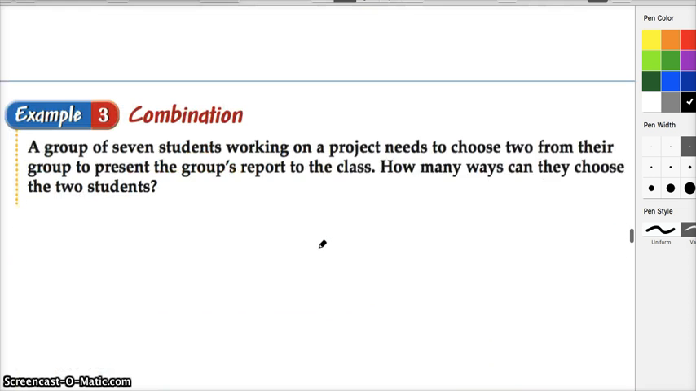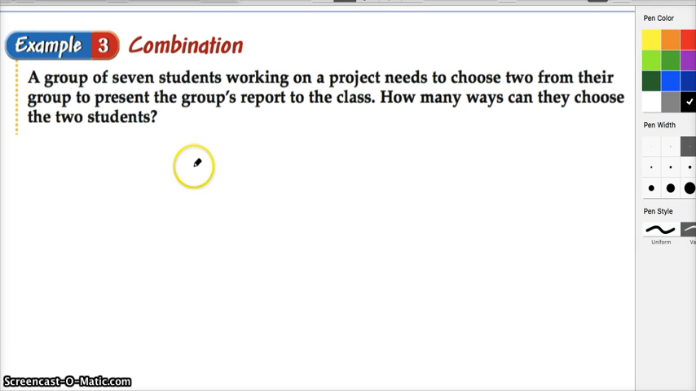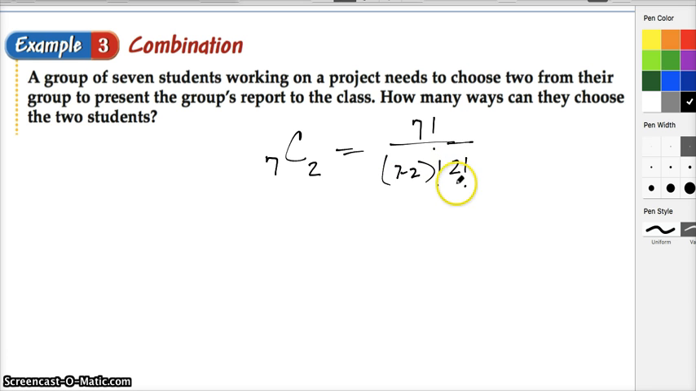So let's check on an example. Here's an example of combinations. A group of 7 students working on a project needs to choose 2 from their group to present the group's report to the class. How many different ways can they choose these 2 students? So we've got 7 choose 2. We remember what this looks like. It is 7 factorial over 7 minus 2 factorial. And now I have to get rid of the copies, 2 factorial, where that would have been if I cared about order.